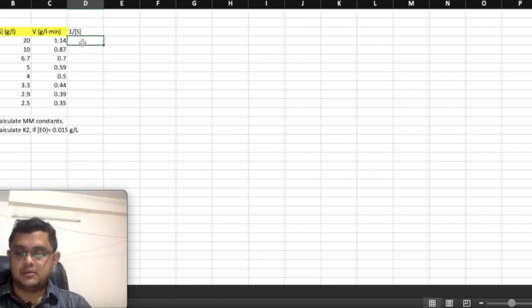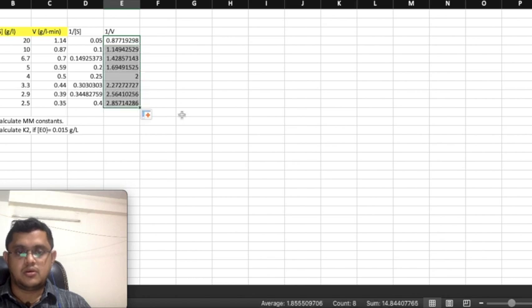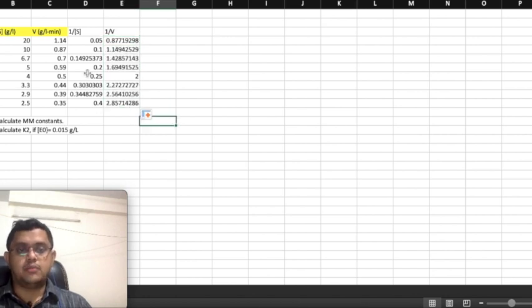So let me solve. So 1 divided by this S value. So just copy and paste. So similarly I am going to calculate 1 by V, again equal to 1 divided by this. So I am copying. So now we calculated the 1 by S and 1 by V value. Now let me draw the graph. So I am using an Excel sheet here.